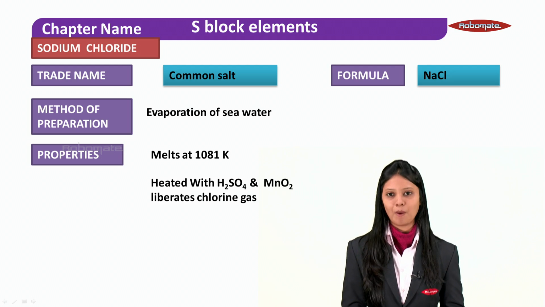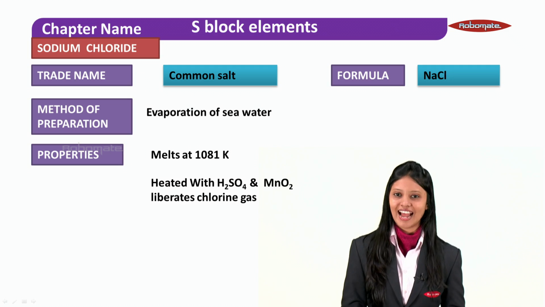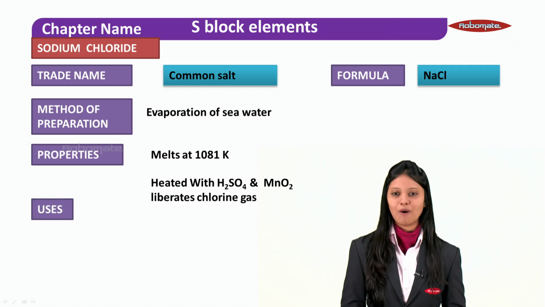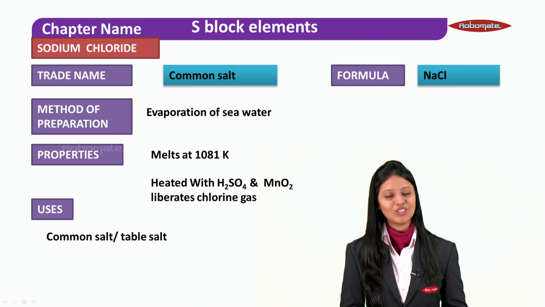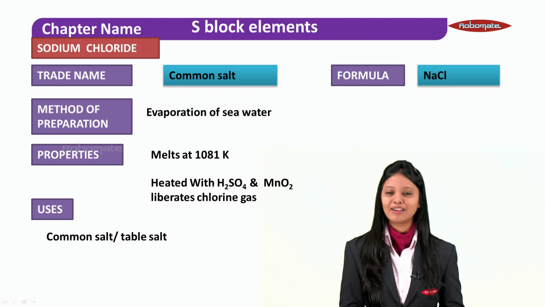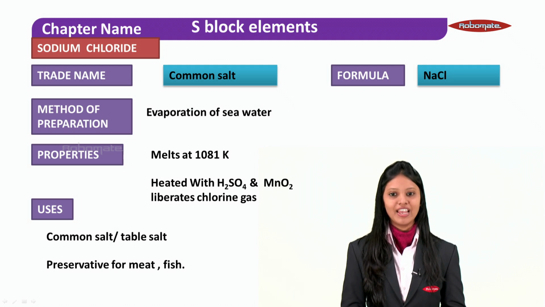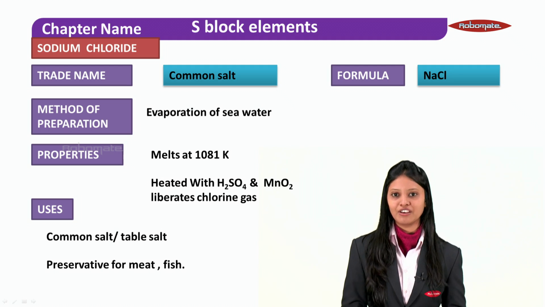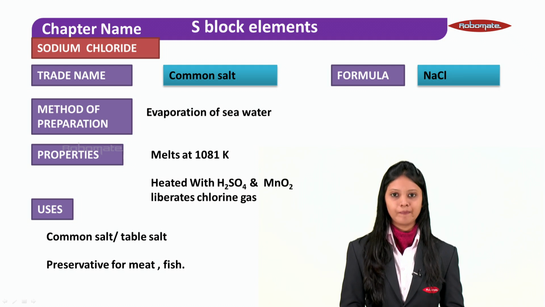So this was about properties, and the last important part of sodium chloride is uses. The very common use is as table salt or common salt. Another important use of sodium chloride is as a preservative. It is generally used as a preservative for meat and fish. So this was all about sodium chloride.